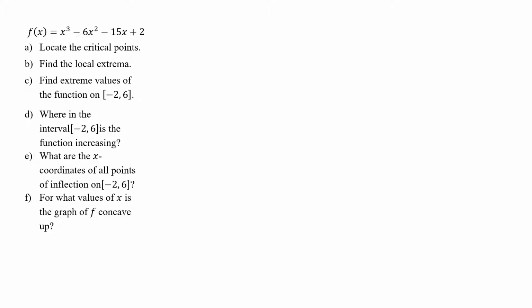So to do this, looking for the critical points, we're going to look to see where the derivative is 0 or undefined. Being that the function's a polynomial, the derivative is not going to be undefined. So we just need to look to see when the derivative is 0. So first we need to find the derivative. So it's going to be 3x squared minus 12x minus 15.